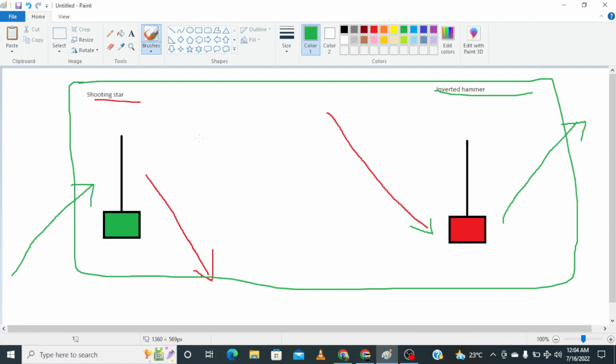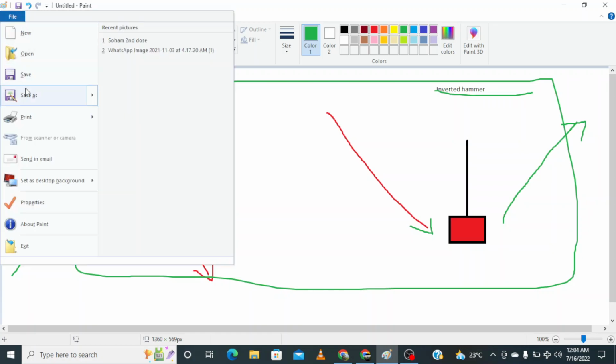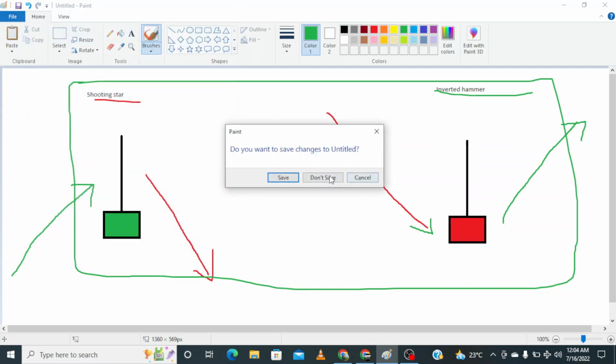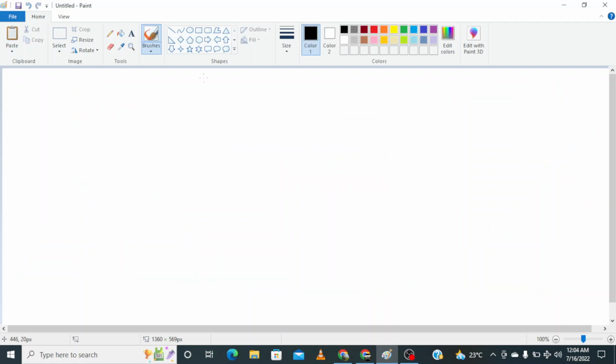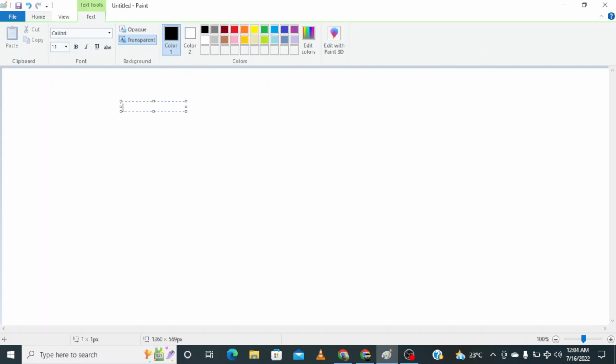Hammer was the first, shooting star and inverted hammer was the second one. Okay, let's move on to the third one. I mean, there are many types and I'm not going to cover all of them because personally I don't even know all of them. There are just a few that you need to know, and if you know them well, you can spot them well, you're going to be better at trading.